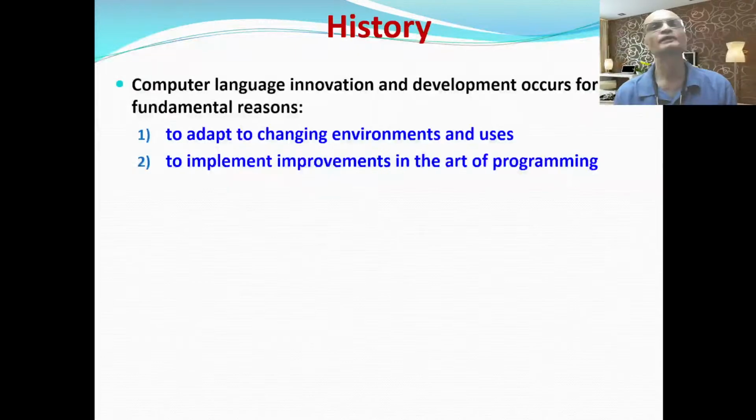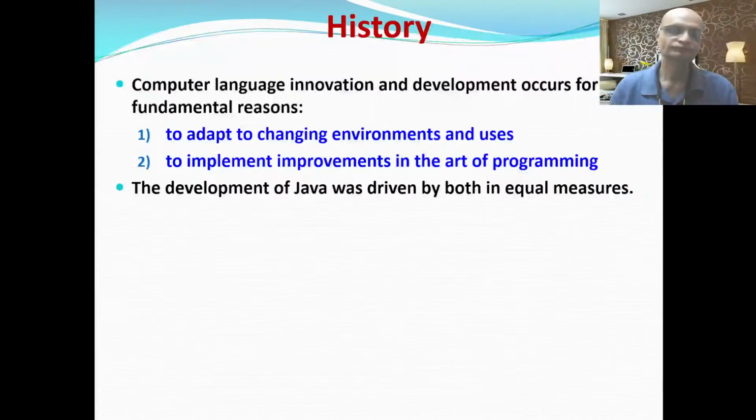That means to implement improvements in the art of programming, like for example, you have structured programming, and then from structured programming there is object oriented programming and things like that. So these are primarily the two reasons where computer language innovation happens. These are two broader thought processes, and key points when it comes to innovation and development with respect to computer languages. And both these points affect in equal measure.